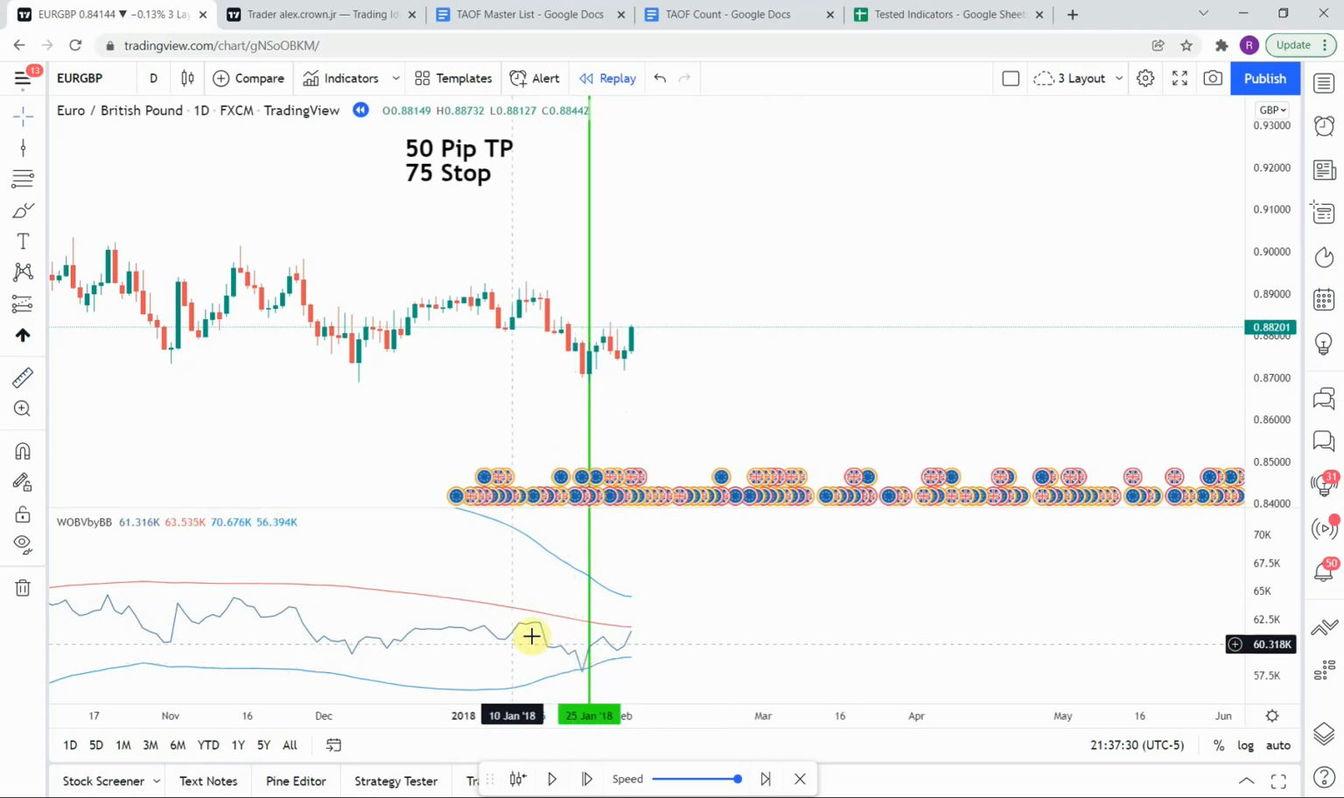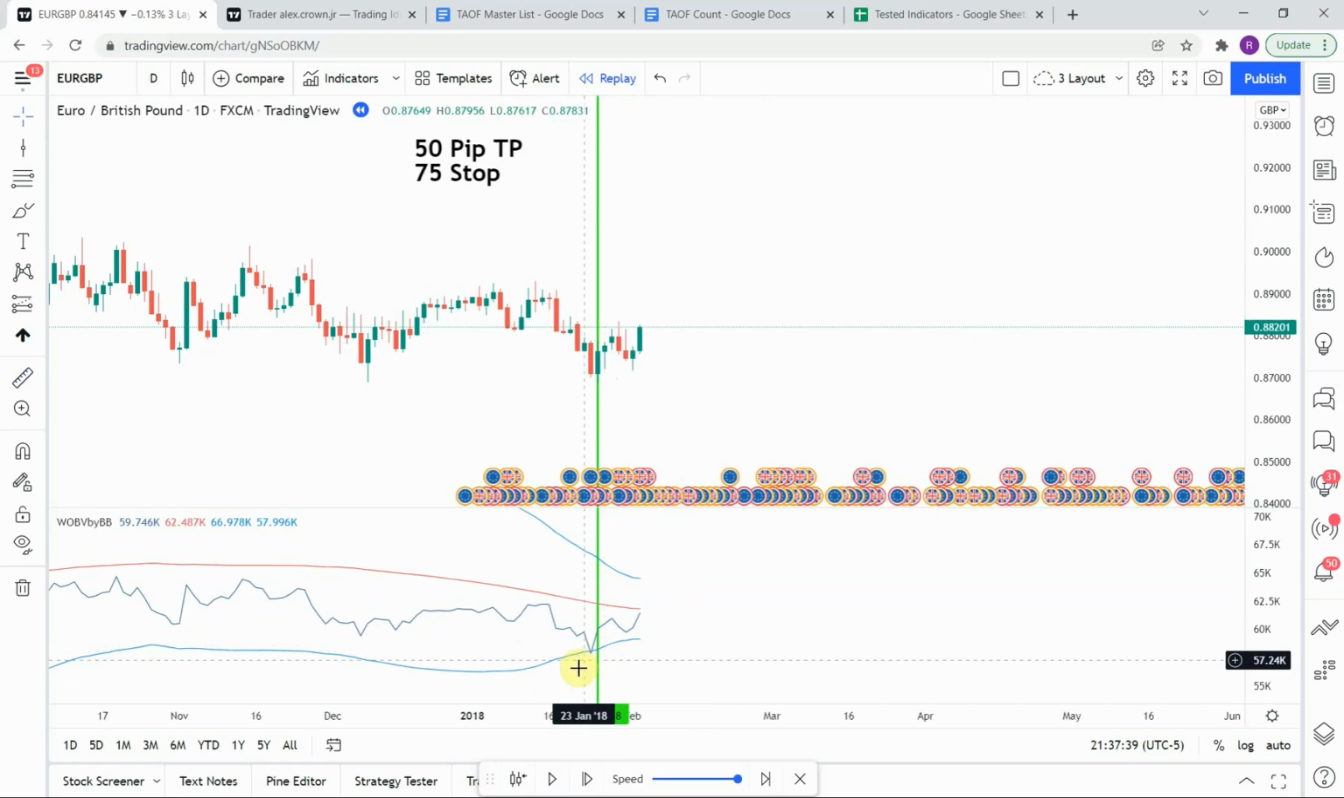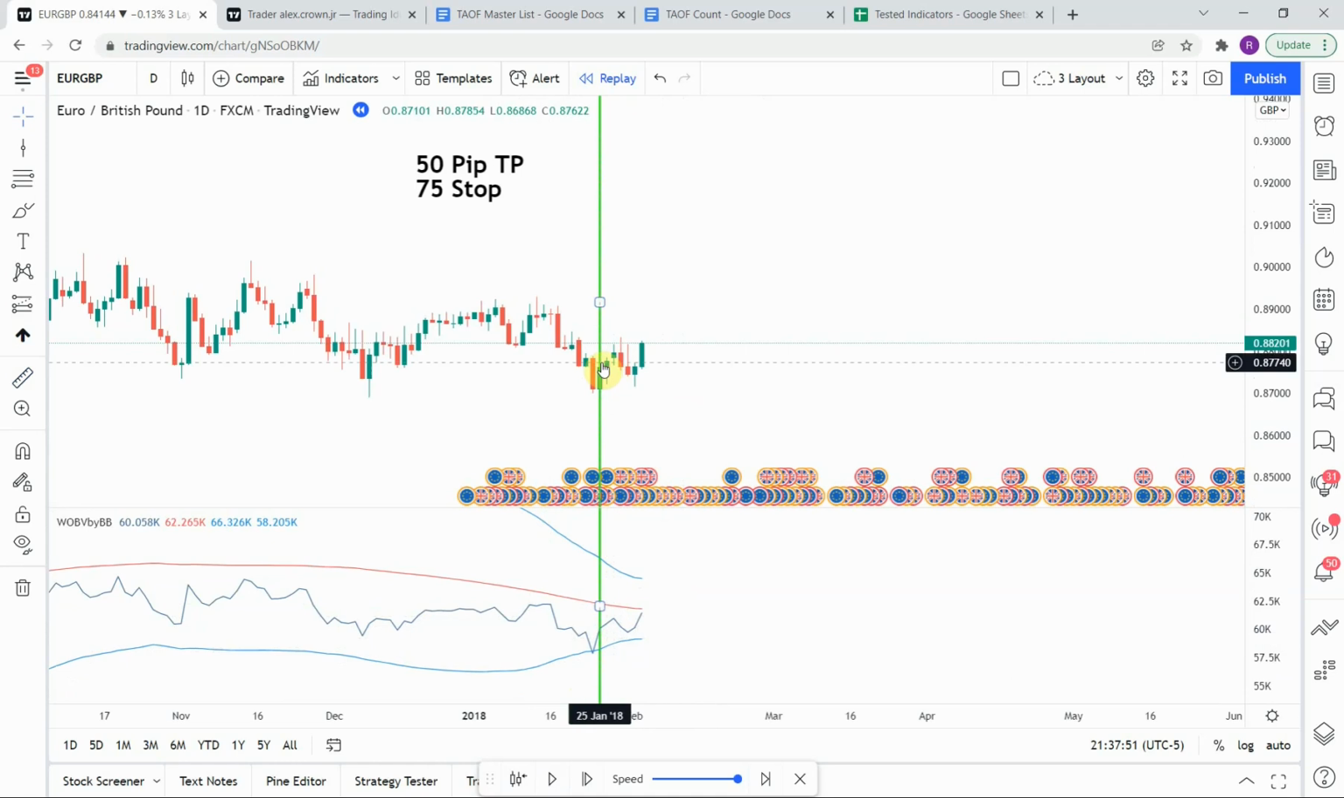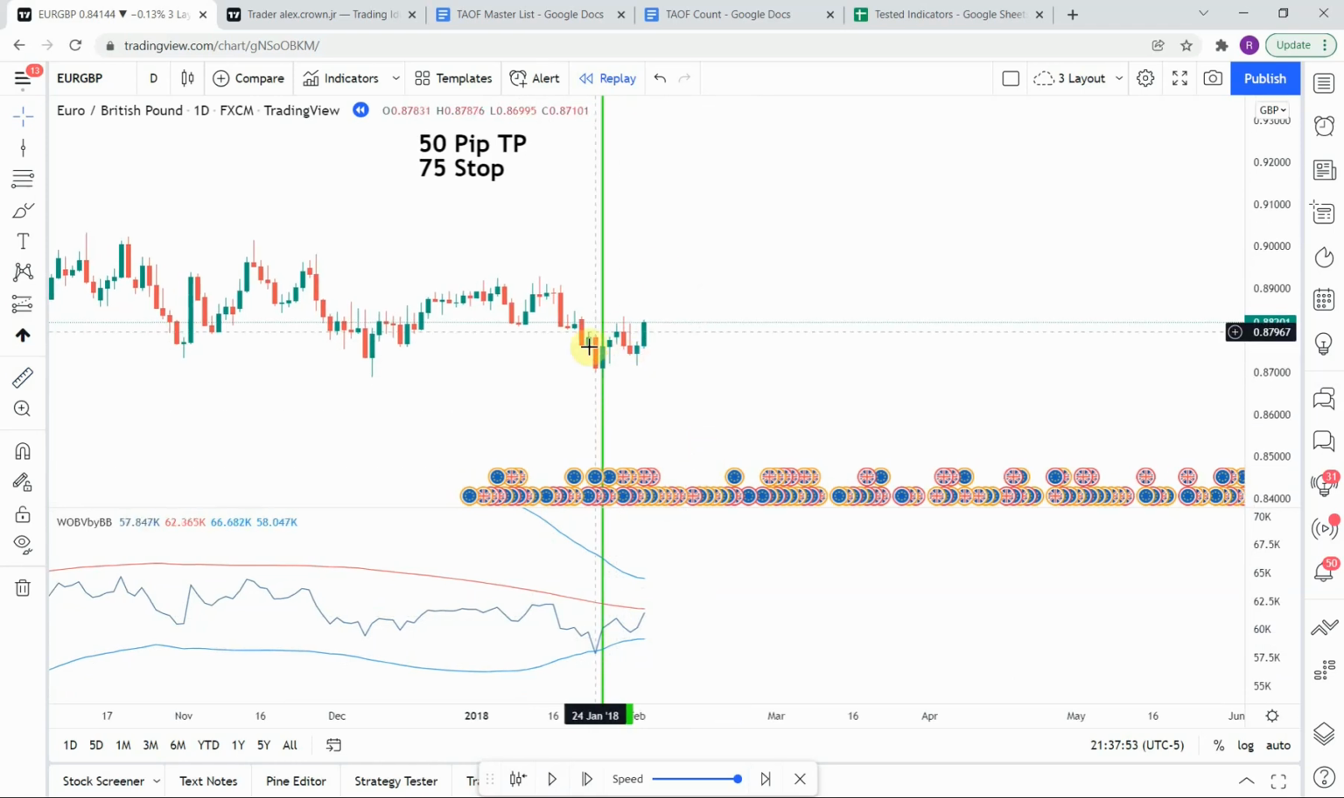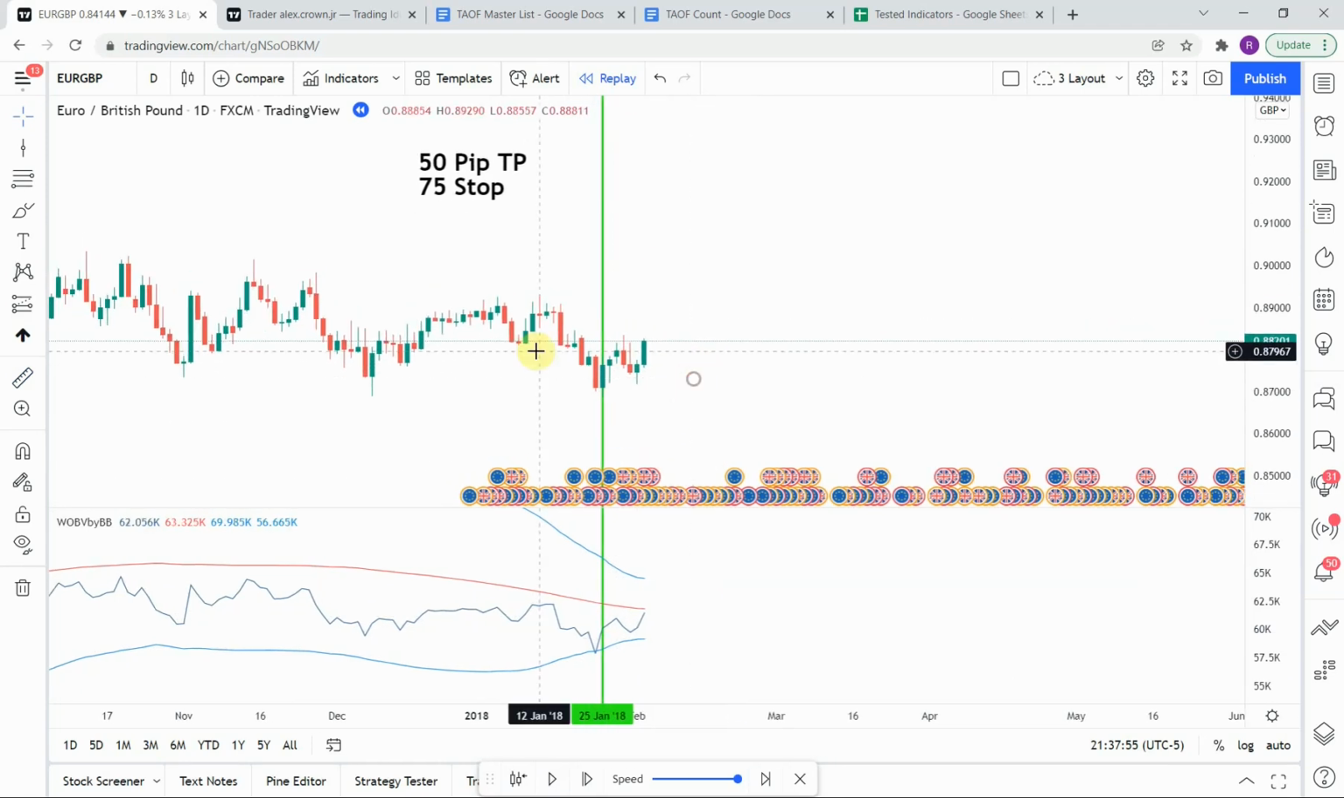Alright, so here is a good example. The first signal that we pick up is a long signal. We see that the oscillating line breaks down below this lower band for just a moment, and then immediately the oscillating line crosses back up above into the center zone on this candle right here, which would be a long signal. And we see that price action moves up rather nicely there. A nice little push getting us to our take profit.